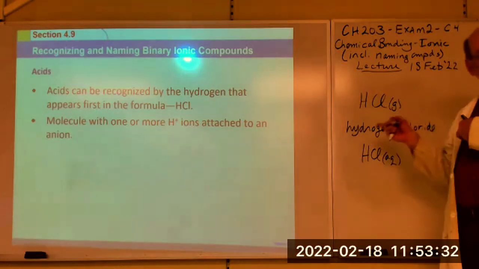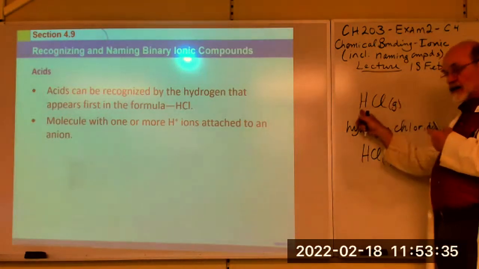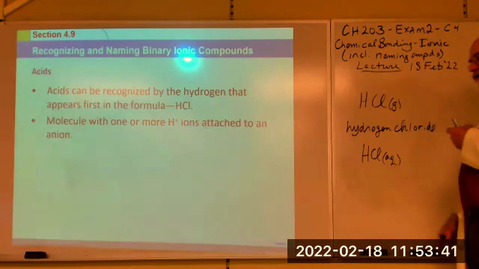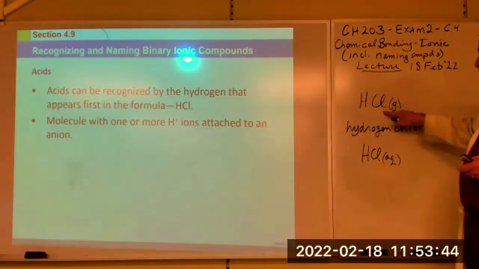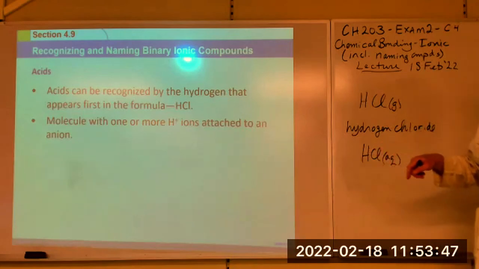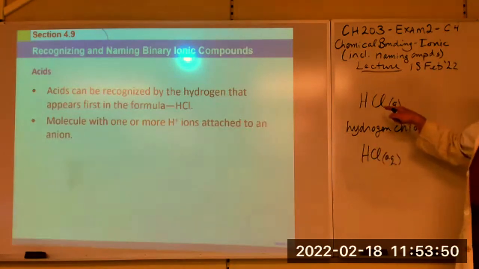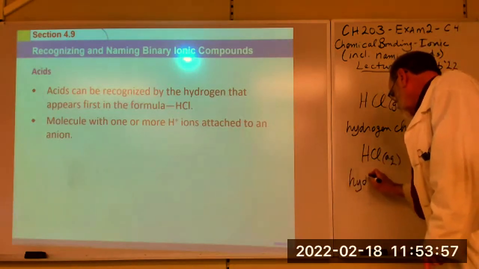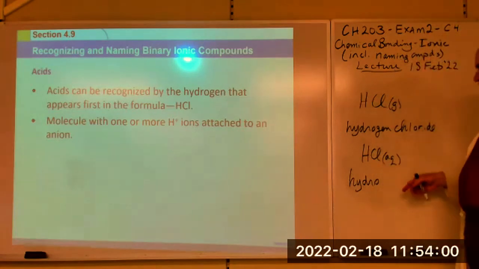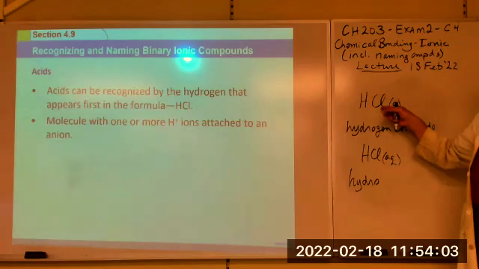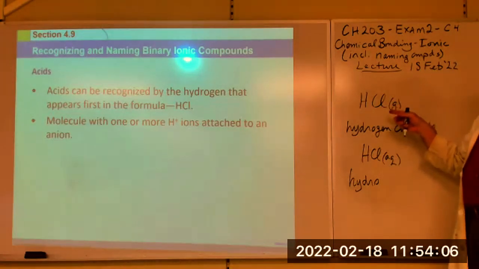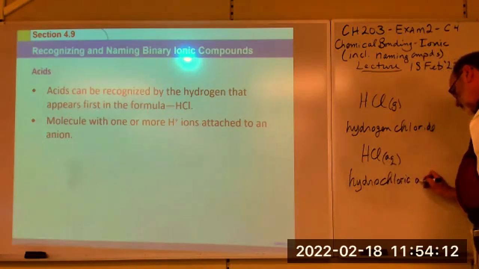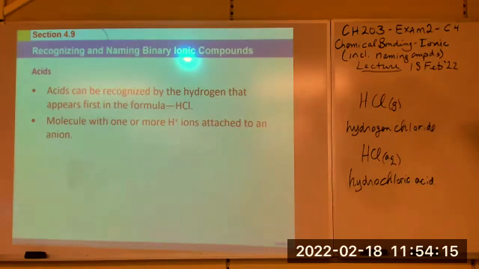The first rule is identify your acid. First of all, does it have a hydrogen? Second of all, is it in aqueous solution? And third, does this anion part of the molecule have any oxygen in it? If it has no oxygen in it, then you always start the name with hydro. So we would say hydro. Now what comes next? The second part of the molecule. Hydrogen chloride, the ide becomes ic. So hydrochloric acid would be the name for that compound.